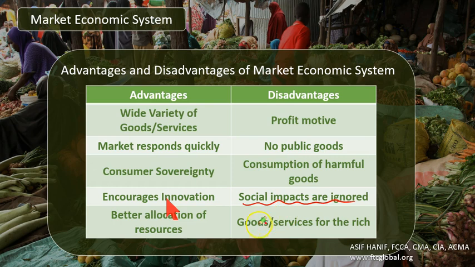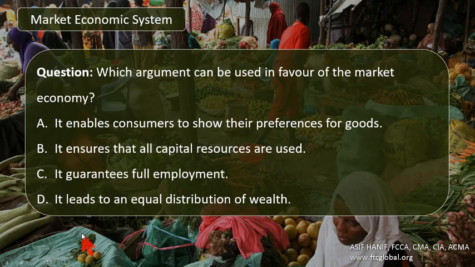And then finally, goods and services are for those who can afford. So affordability has become the deciding factor of who gets what. So goods and services are for the rich. So these are the advantages and disadvantages of market economic system. Moving on, some questions.